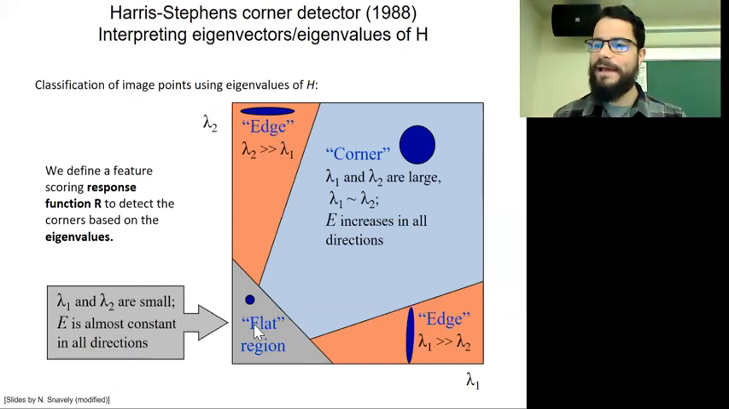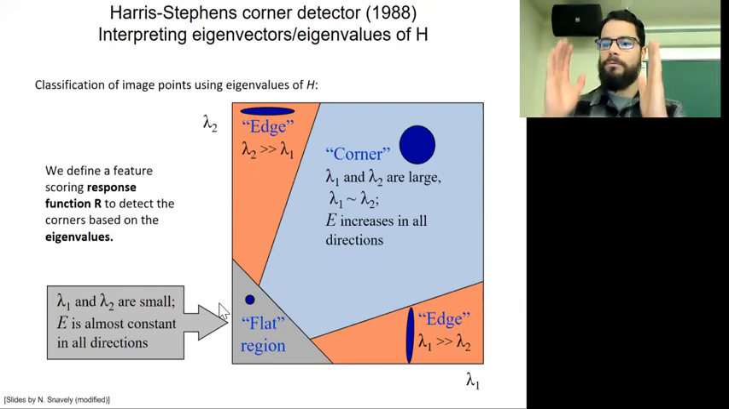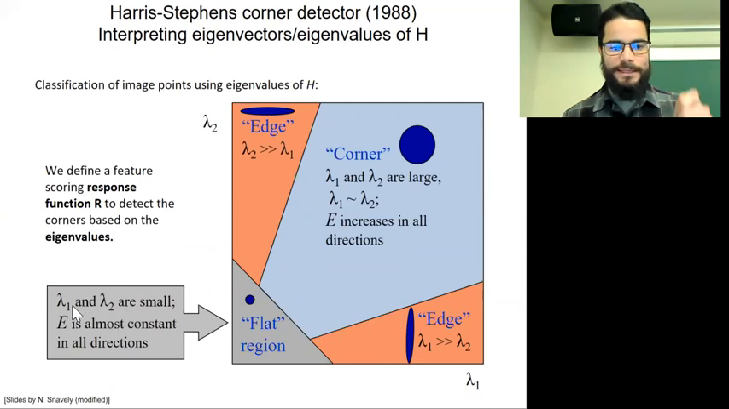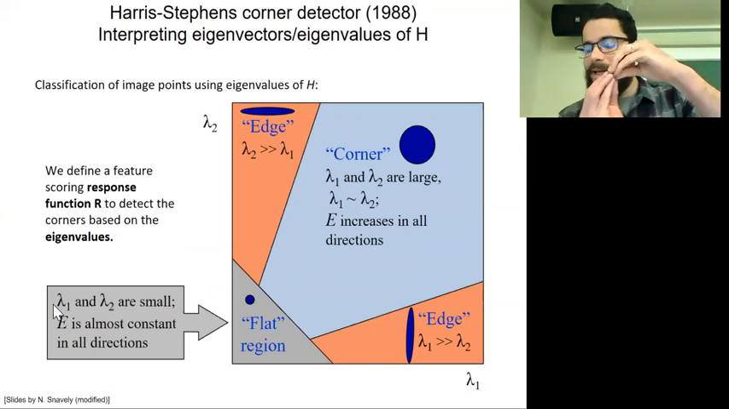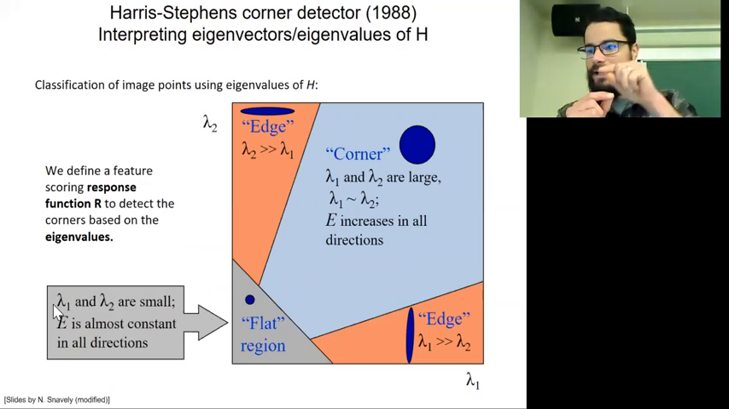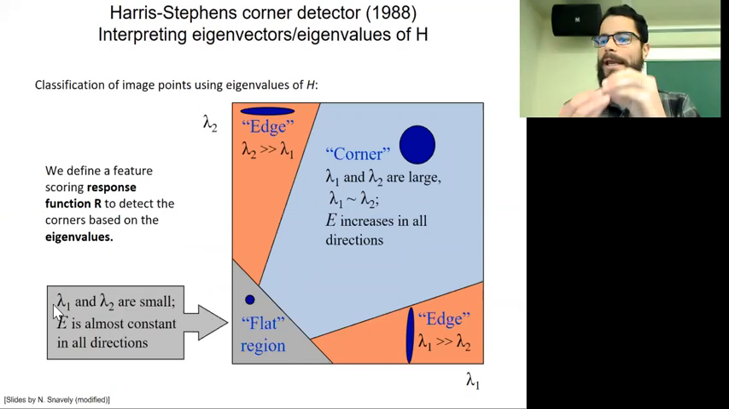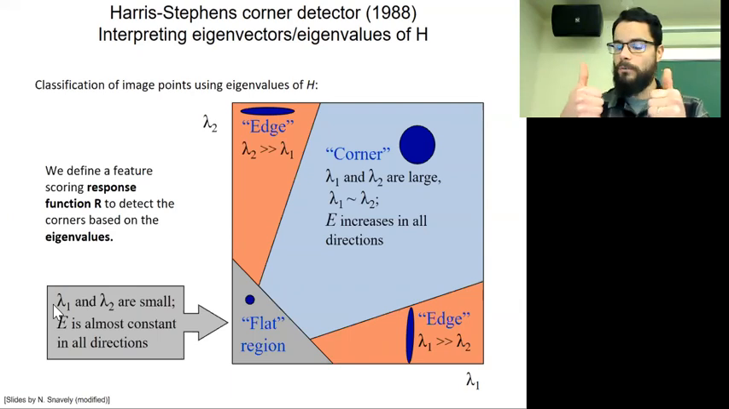If you are in a flat region, it doesn't matter where you are moving. The values are not going to change much, so the SSD error is not going to change much as well. In this case, the eigenvalues are both going to be small, because remember what they represent. The eigenvalues represent the size of the major and minor axes of the ellipse that is fitting the data. So if the data is not changing much, the ellipse is small, therefore its axes are both small and the eigenvalues are both small, okay?